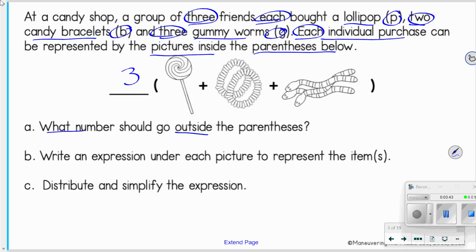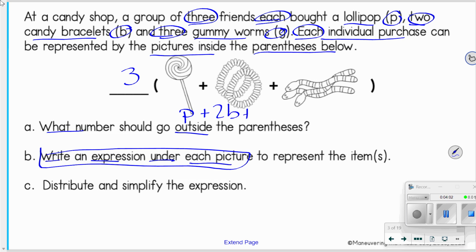Okay. Write an expression under each picture to represent the items. So we're supposed to write the expression underneath it. So for the lollipops, what would I put? P. For the 2 bracelets, 2B. And for the 3 gummy worms, 3G. Is everybody okay with that? Does that make sense for everybody? Okay. Once we have this, now we're going to distribute and simplify the expression.